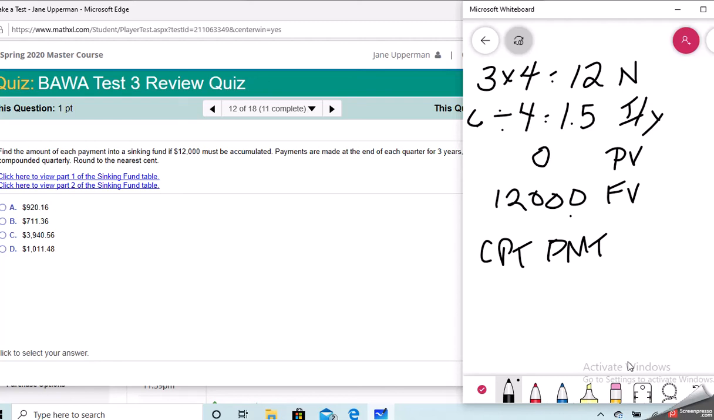So then we'll say, okay, 12, push your N, 1.5, push the IY, zero out that present value. $12,000 is our future value. Compute the payment. So that's $920.16. So that is A.